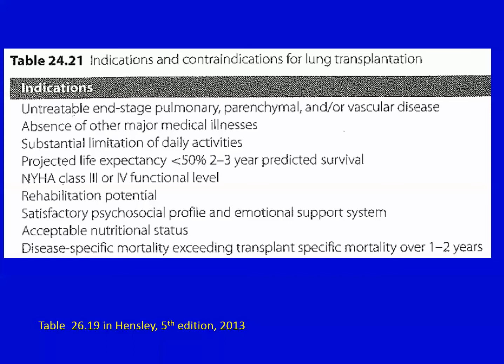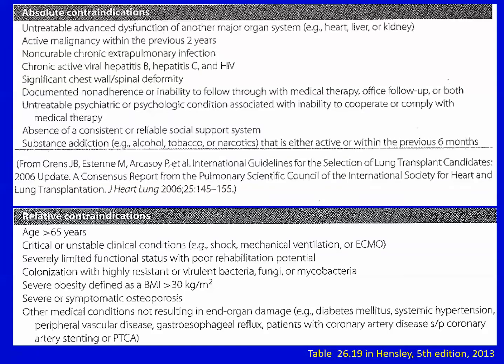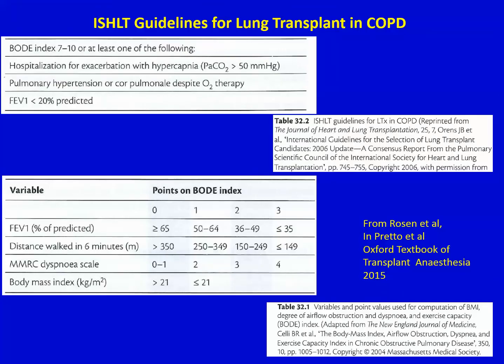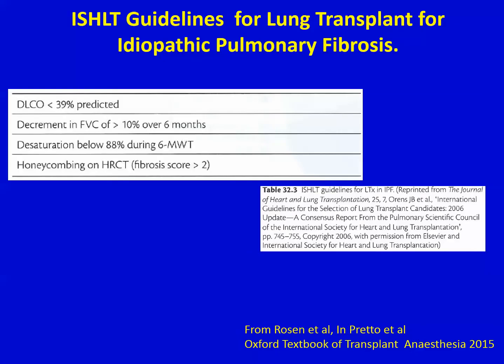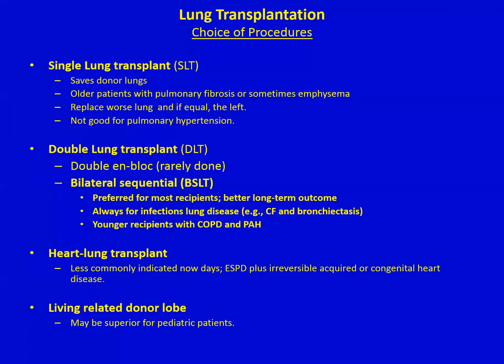This summarizes the indications for lung transplantation, and this summarizes the contraindications, including the absolute contraindications and the relative contraindications. This expands on the guidelines for transplantation in COPD and the guidelines for transplantation for idiopathic pulmonary fibrosis.